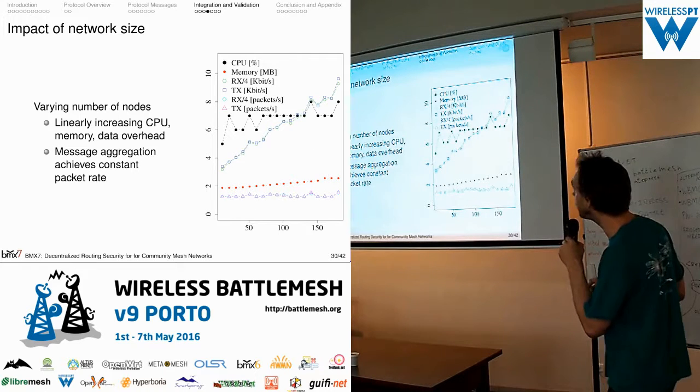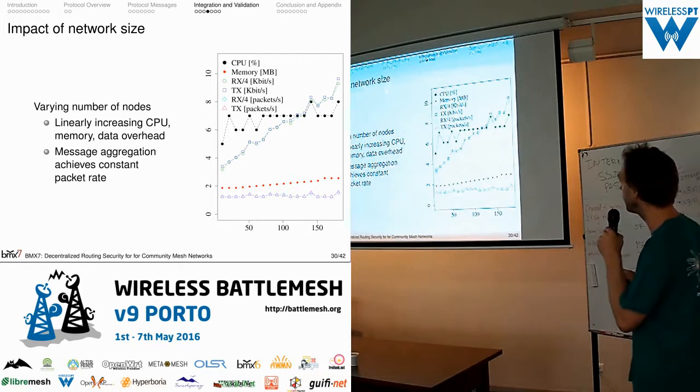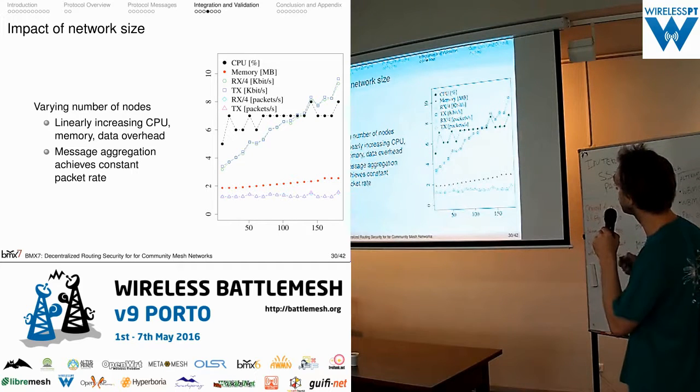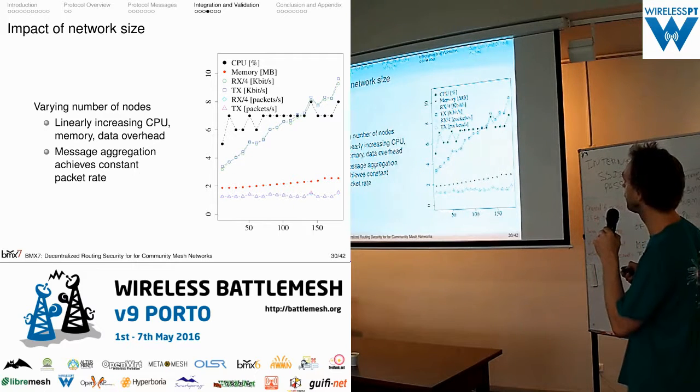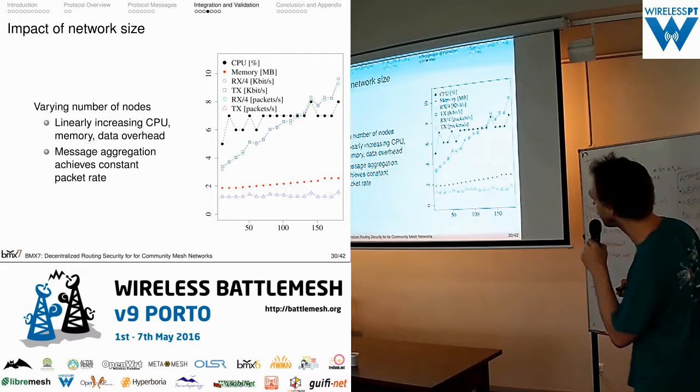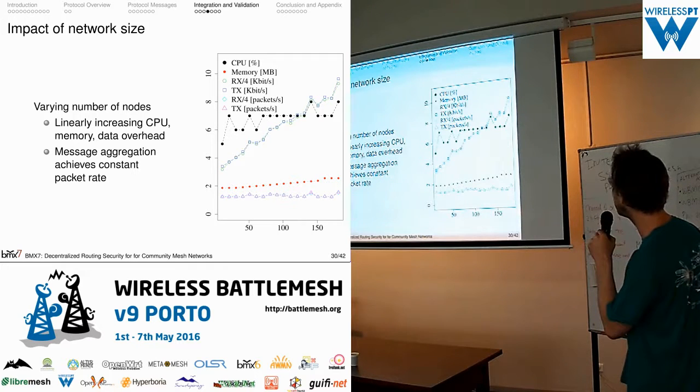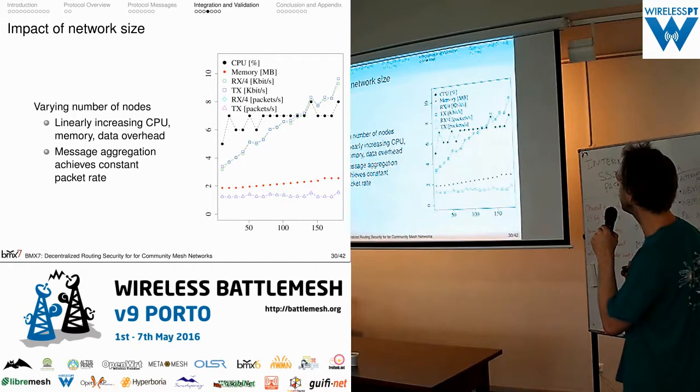And here you see, for example, the impact of the network size. In the graph, due to space problems, I summarized several outputs. Interesting, of course, is the CPU and what the node itself is sending. I increased the number of nodes from something around 10 or 20 to 180 nodes. And you see the CPU was barely increasing.